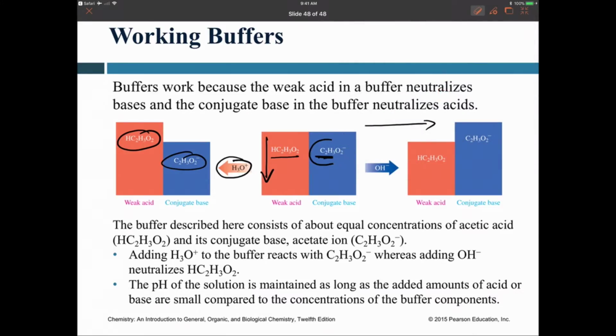Remember, this is all Le Chatelier's principle. There we go. Clean that up. Do it again. We have an equal concentration of this and this. Excuse me, I have a little tickle in my nose.